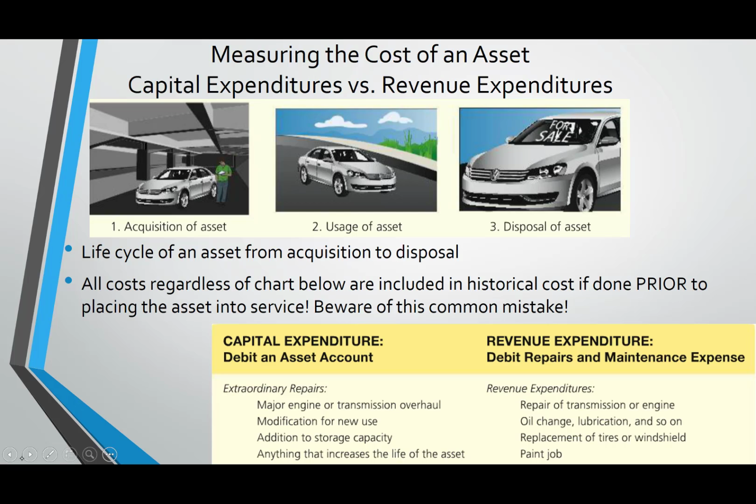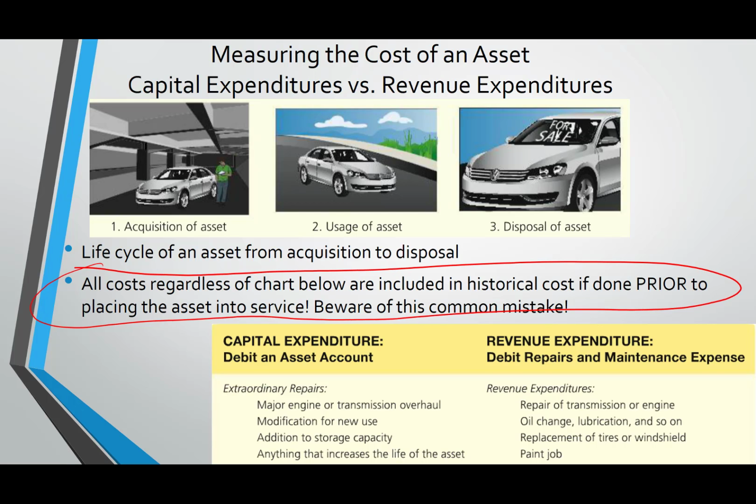Now, this is what's really important to take note of here. Basically, there's a trap. If we have any of these costs in this chart, it doesn't matter if it's in the capital expenditure area or the revenue expenditure area, and they're done prior to placing the asset into service, you must include all costs in the cost basis of the asset. So if I had a paint job done before I placed a delivery truck into service, that would still actually be debited to the truck account because it had yet to be put into service. So make sure you do not slip into that common mistake that many people make.